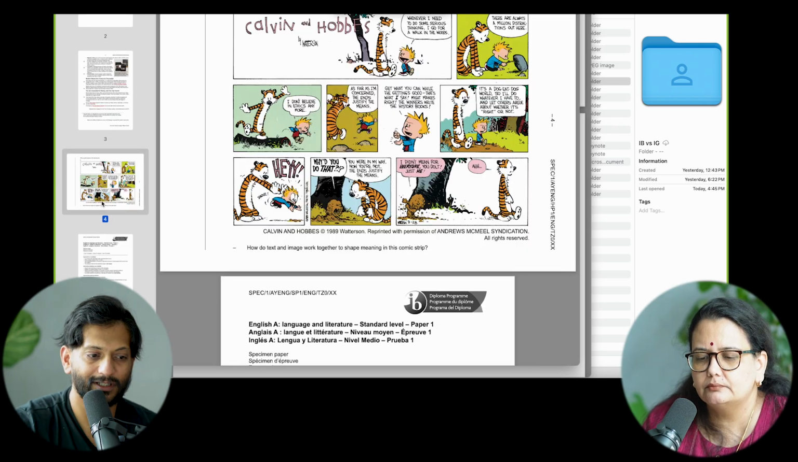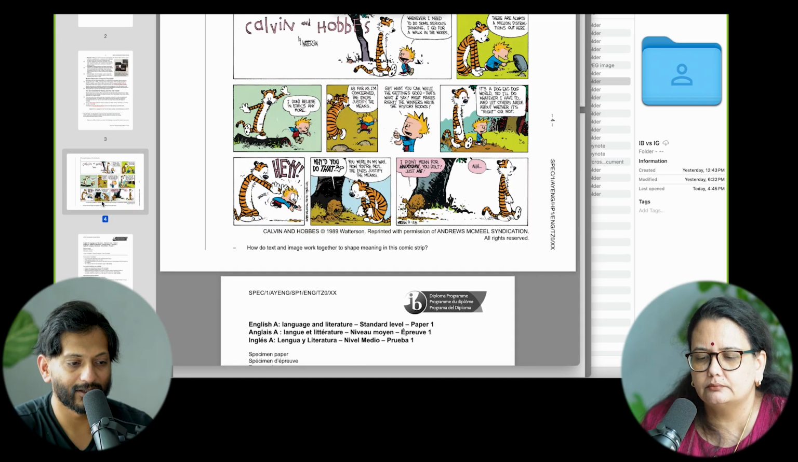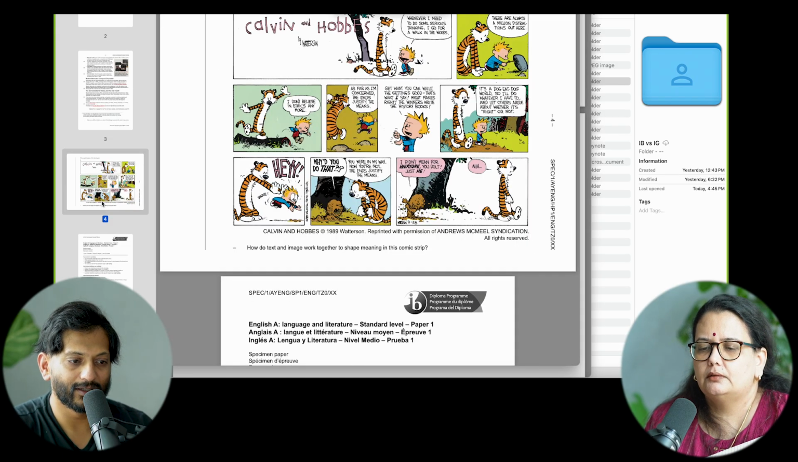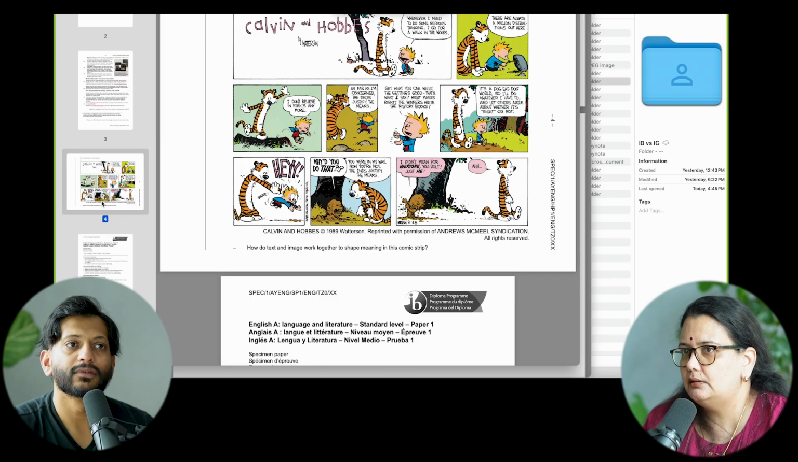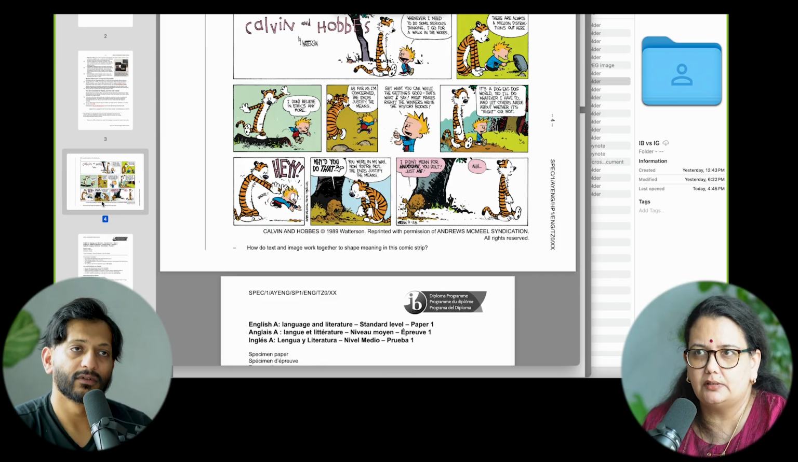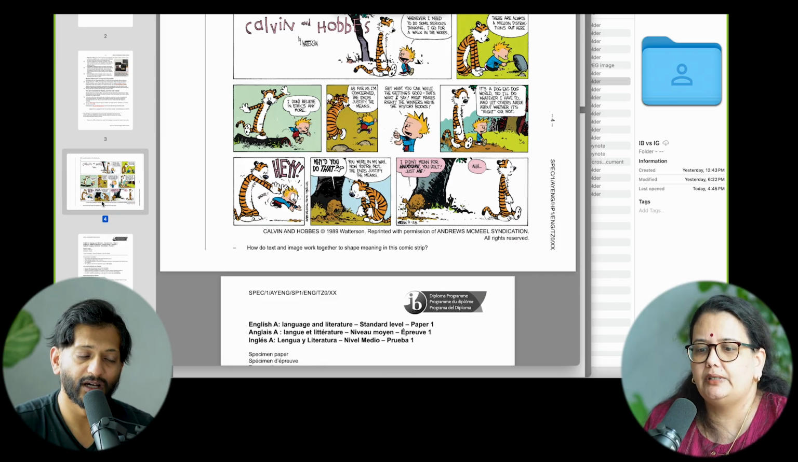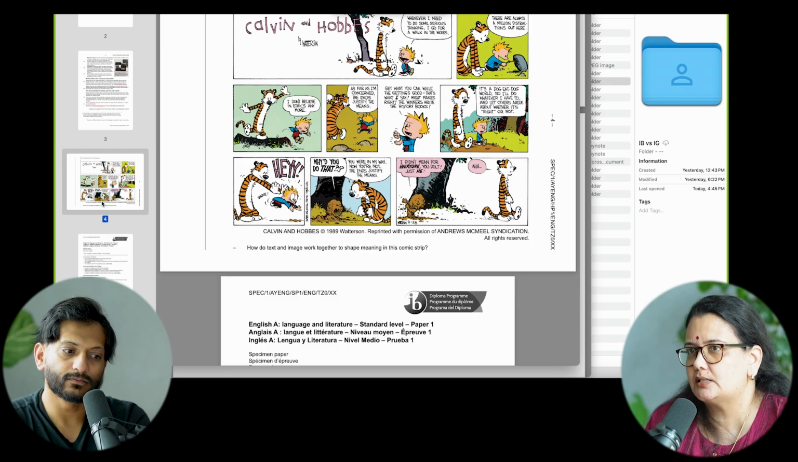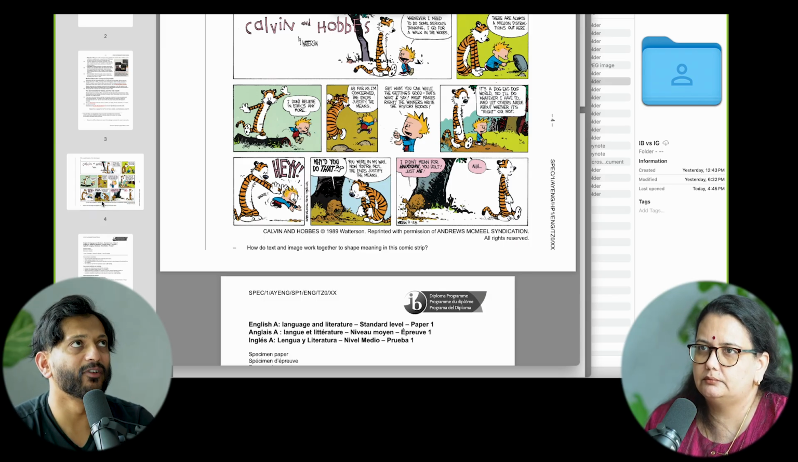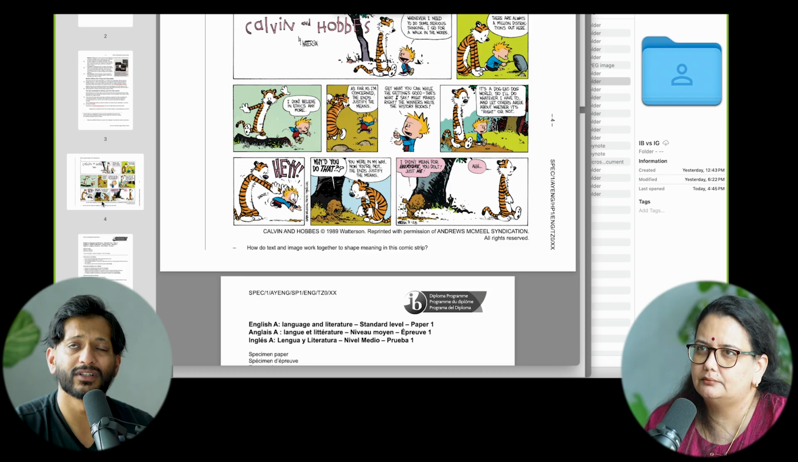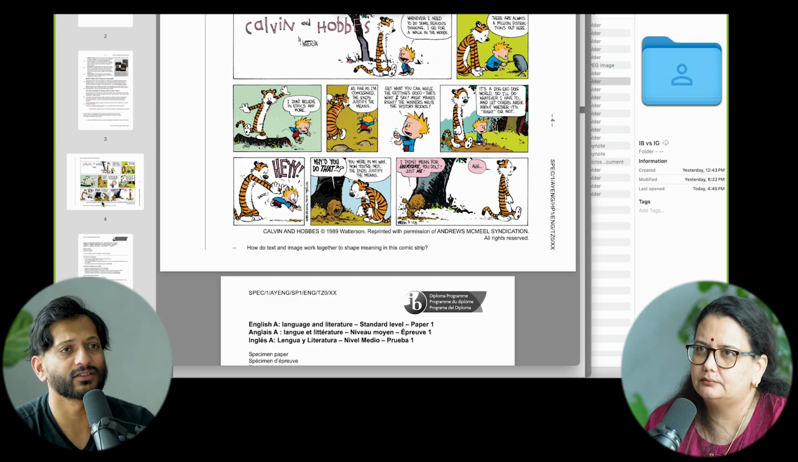How do text and image work together to shape meaning in this comic? Wow. Okay. So you do not see such texts in the IGCSE or A levels. Right. Yeah, we do have multimodal texts that do come in. And somewhere it feels like every time I read an IB question, it's totally different. It's not predictable. It's not like it's using the same terms also, like form, structure, or whatever.